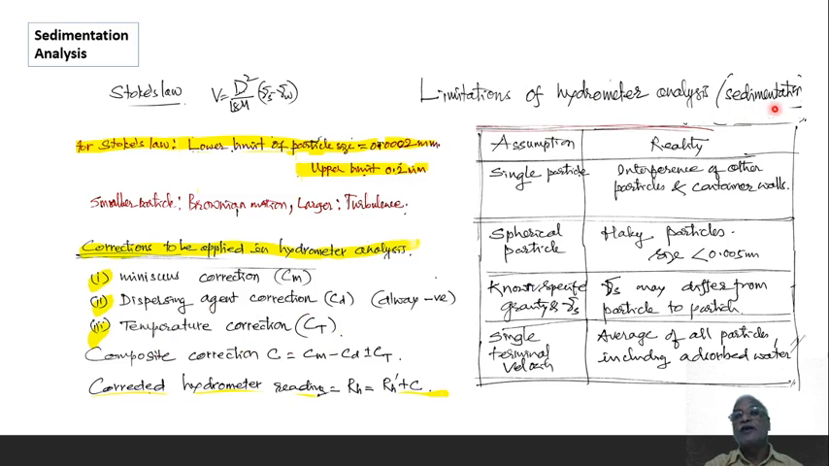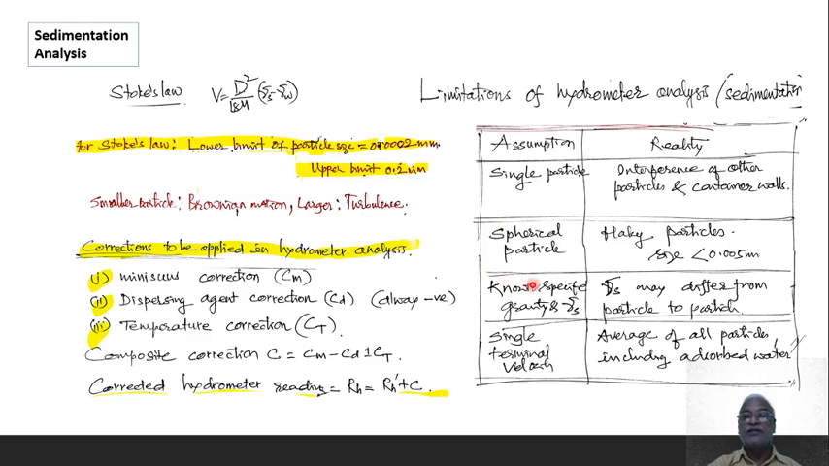Limitations of hydrometer analysis, sedimentation. There are four important points. The assumption we made is a single particle falling down when we proved Stokes' law. But here there will be a number of particles falling parallel to each other. Because of that, there will be interference among themselves and also interference from the container wall when the particles are led to fall in water medium.